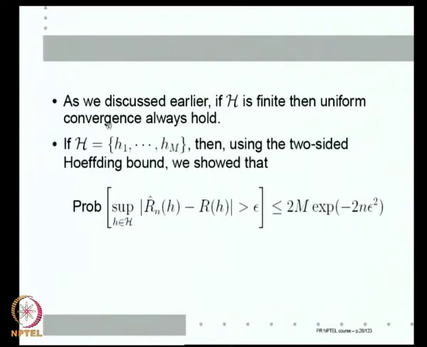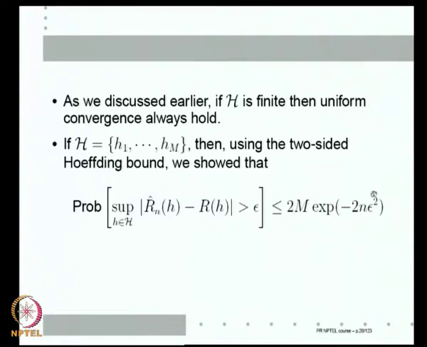Specifically, if H is {h1, h2, ..., hm}, then using the so-called two-sided Hoeffding bound, we showed last class that the probability that the supremum over h belonging to H of the absolute value of R̂_n(h) minus R(h) is greater than epsilon is bounded above by 2m exp(-2nε²). As a matter of fact, the Hoeffding bound tells us that for each h, the sample mean estimator R̂_n(h) minus the expectation R(h) being greater than epsilon can be bounded above by exp(-2nε²).